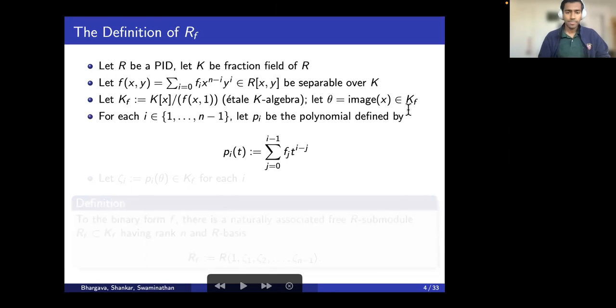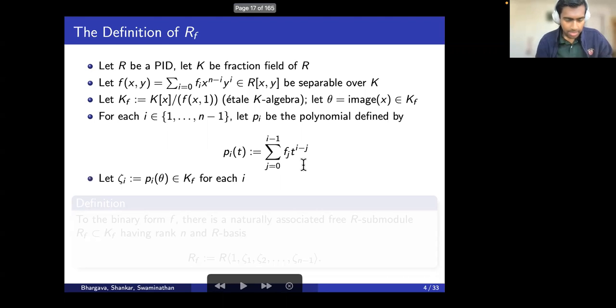Now, a bit of notation. For each I from 1 up to n minus 1, I'm going to define a polynomial pi in one variable. The coefficients of this polynomial pi are just drawn from the binary form. So it's the sum j goes from 0 up to I minus 1, fj t to the I minus j. And I'm going to let zeta I be what you get when you evaluate pi on this root theta. So zeta I is going to be an element of Kf for each I.